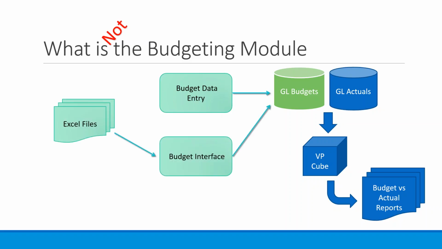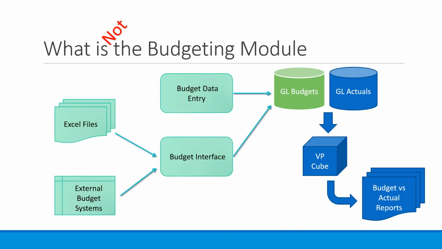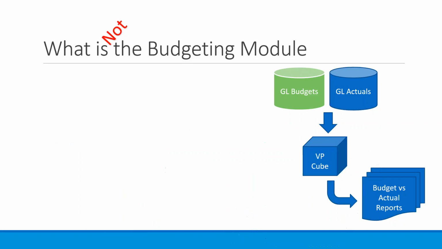Additionally, we used to have the ability to, and we still do, interface information into the system. To do this, we typically would have used Excel templates and loaded your budget into Multiview that way. Additionally, we had external budget systems, such as Adaptive, that you might have used in the past, that you could also interface into Multiview. So what I would like to show you now is the new way of doing budgeting within the system.